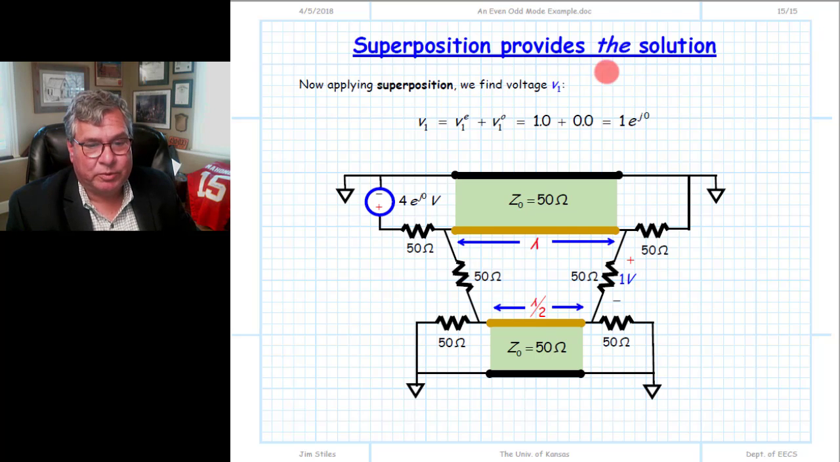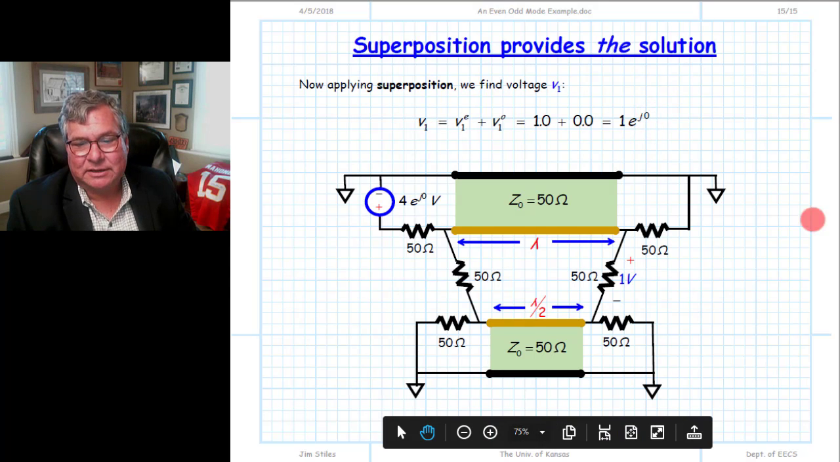So to complete our problem, we simply complete our superposition. We simply add the even mode voltage V1 to the odd mode voltage V1. 1 plus 0 gives us a complex value of 1, magnitude of 1, and a phase of 0. And again, it really couldn't have been simpler in terms of circuit analysis. When you first saw this circuit, it looked very daunting.